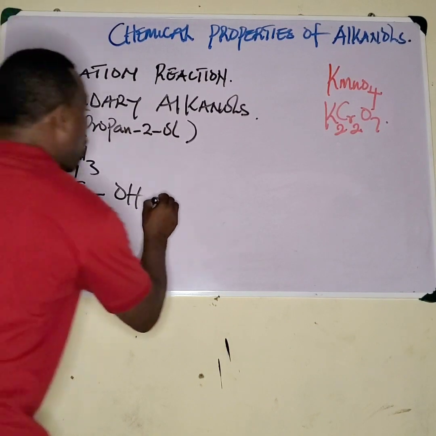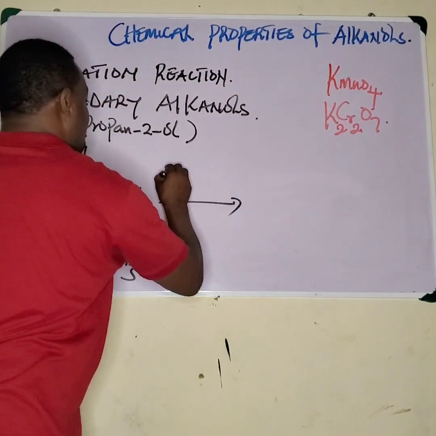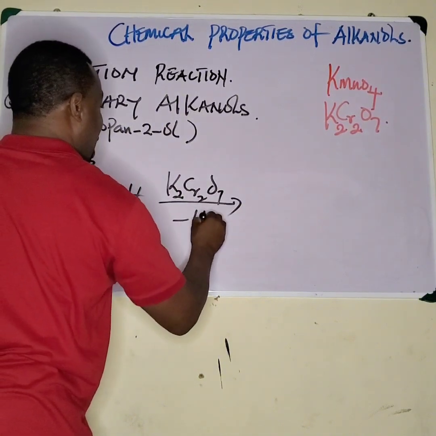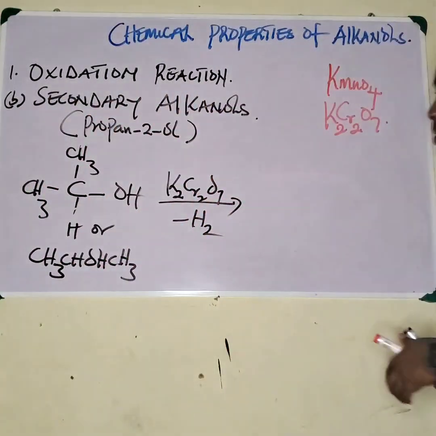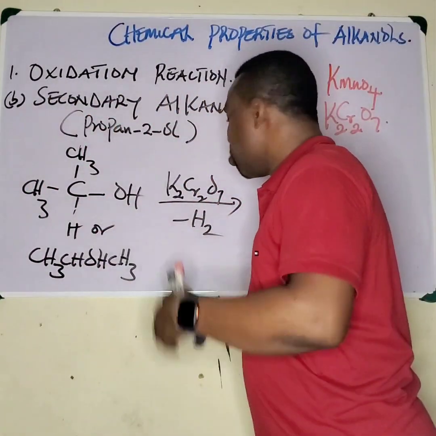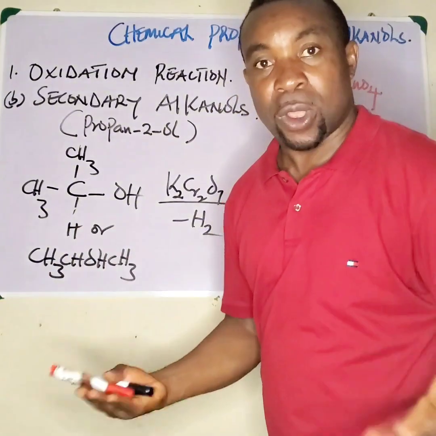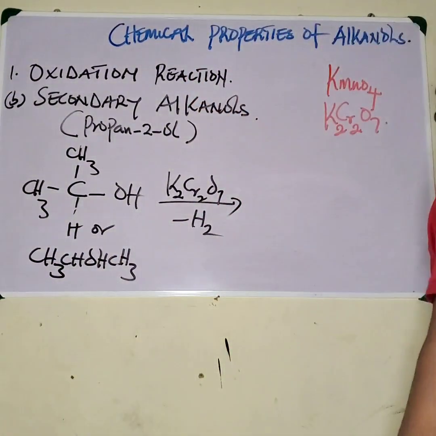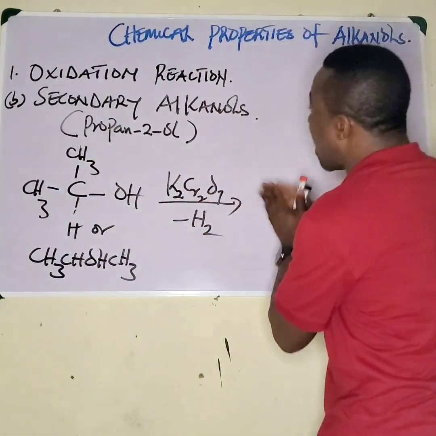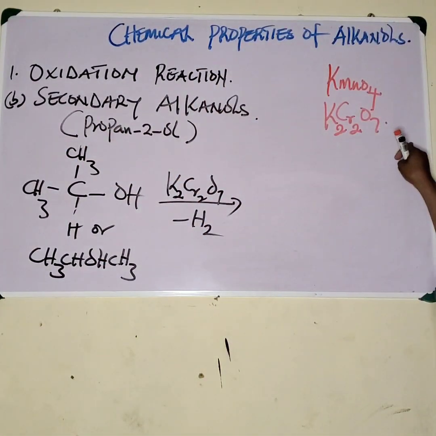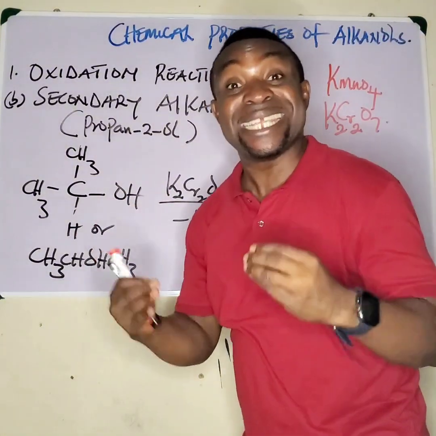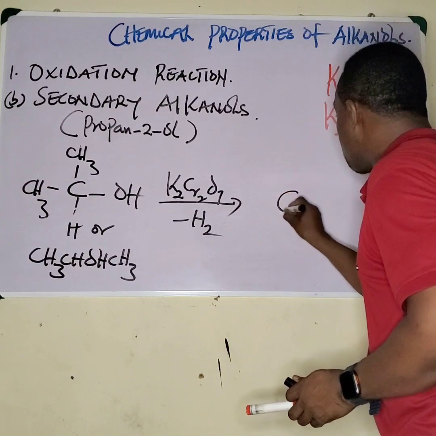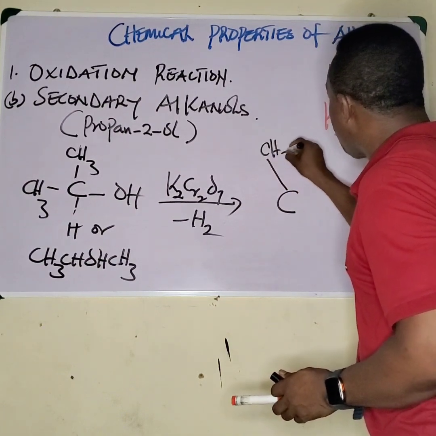So when it undergoes oxidation, remember we are having K2Cr2O7, and we have this, because what is being lost is 2 atoms of hydrogen, as the case may be. So when these secondary alkanols are oxidized by this strong oxidizing agent, their corresponding alkanones are formed. Look at what we are going to have. We are going to have propanone.